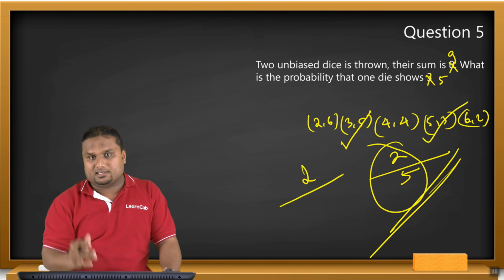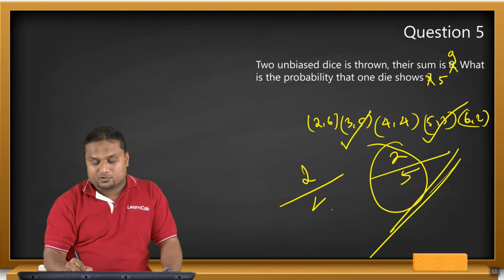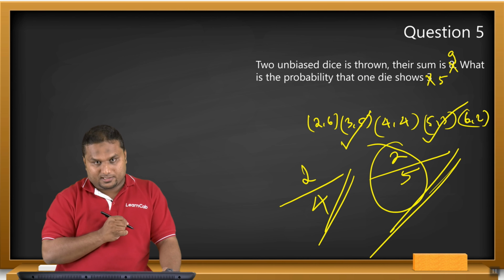It is 13 minus 9. 13 minus 9, it is 4. So the answer is 2 by 4. Answer is 2 by 4.